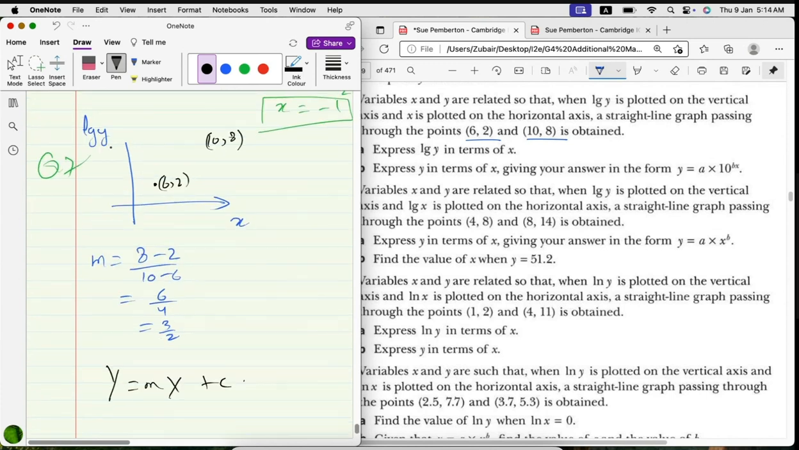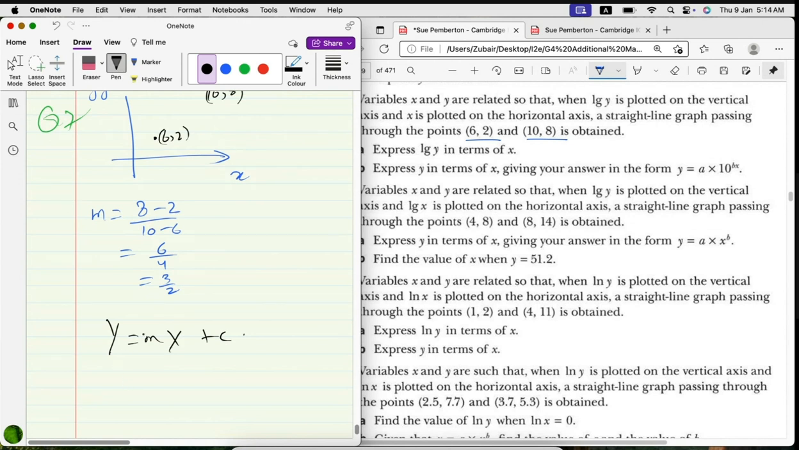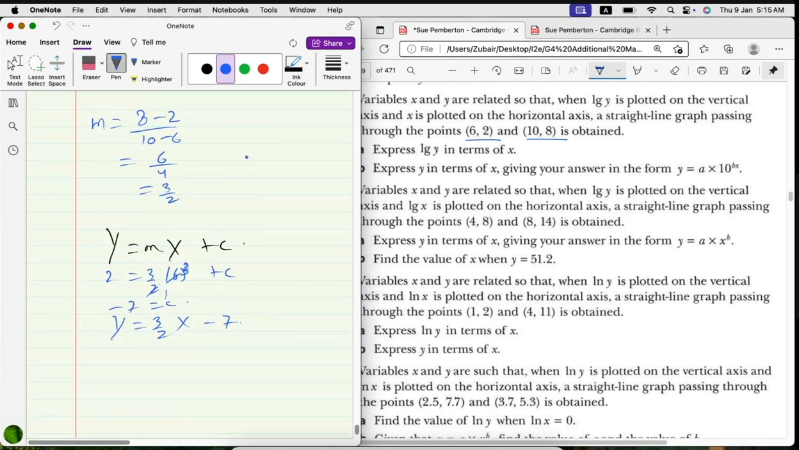I'm not going into this detail to write LGY. Capital Y would mean that it is definitely something other than Y. So I'm selecting this point where Y is 2, gradient is 3 by 2, X is 6, and the y-intercept is 2 minus 3 times 3, which is negative 7. So capital Y equals mx minus 7. Now I'm replacing that Y and X: Y was LGY, X was just X, and minus 7.